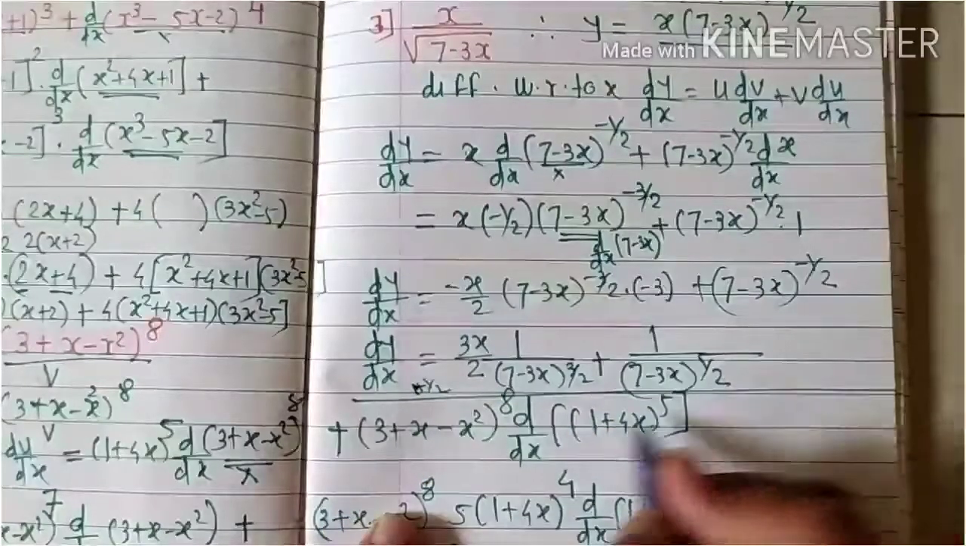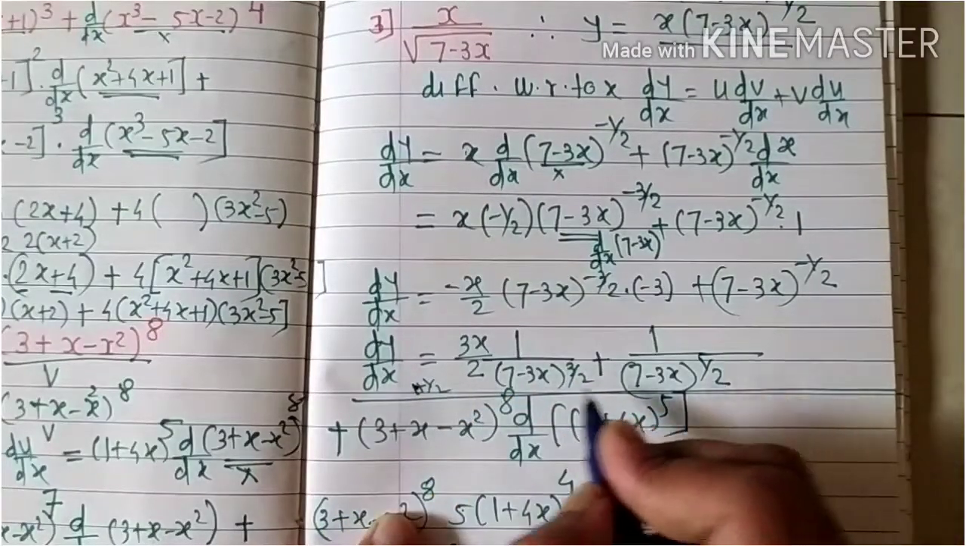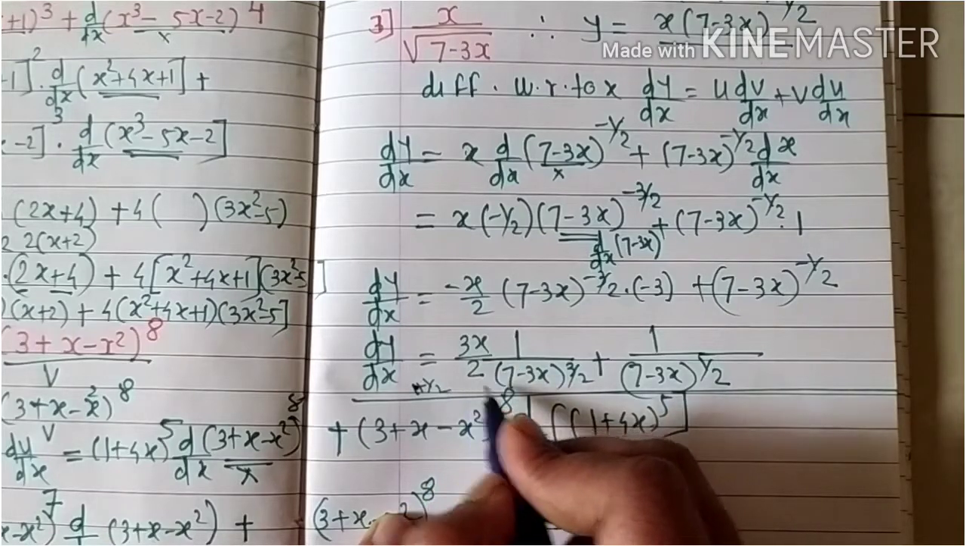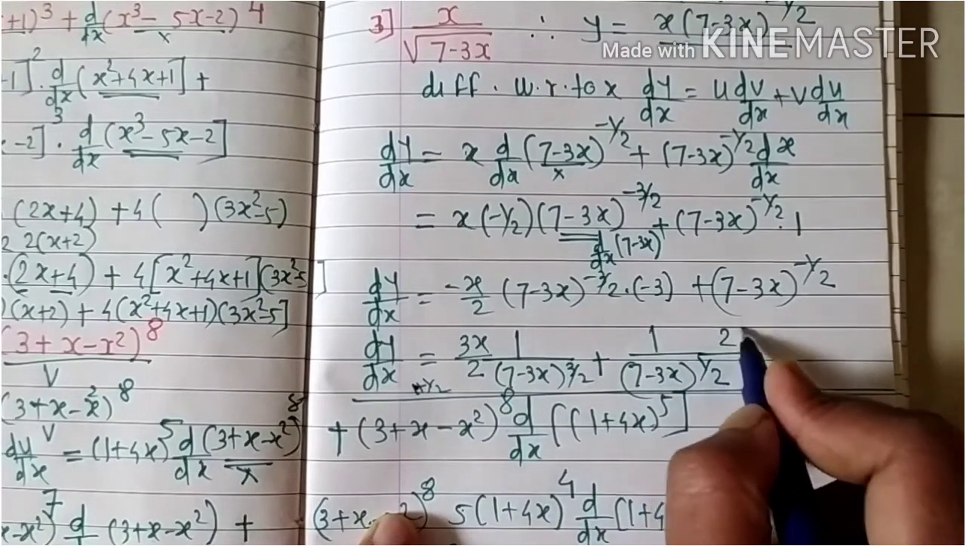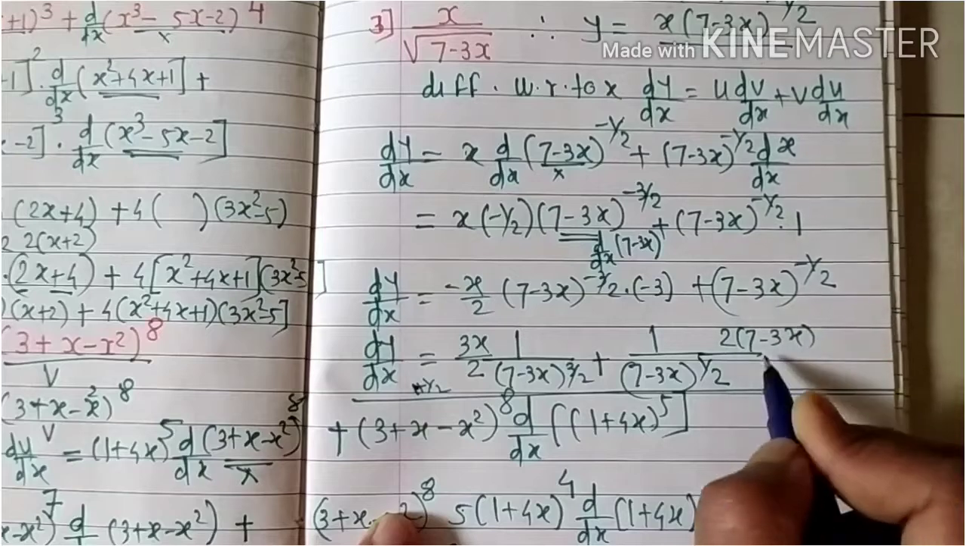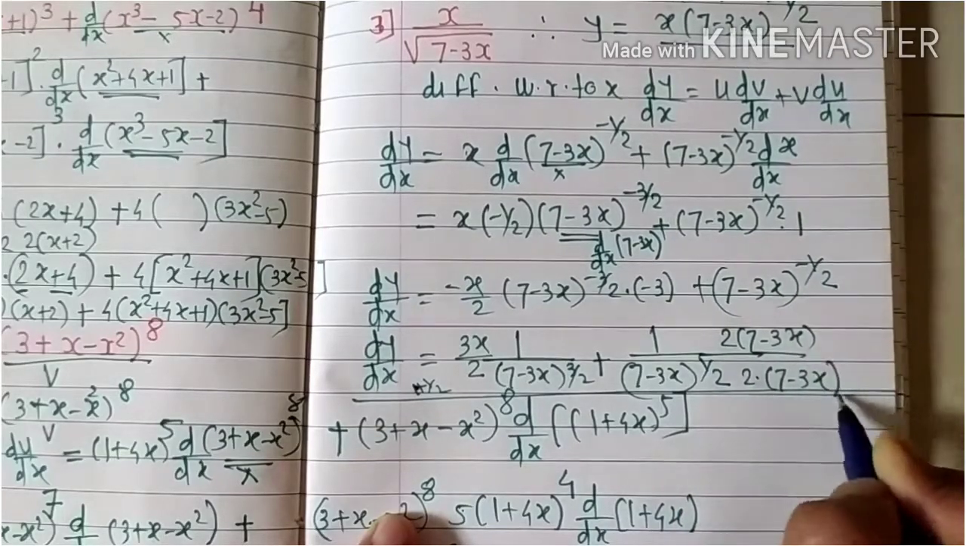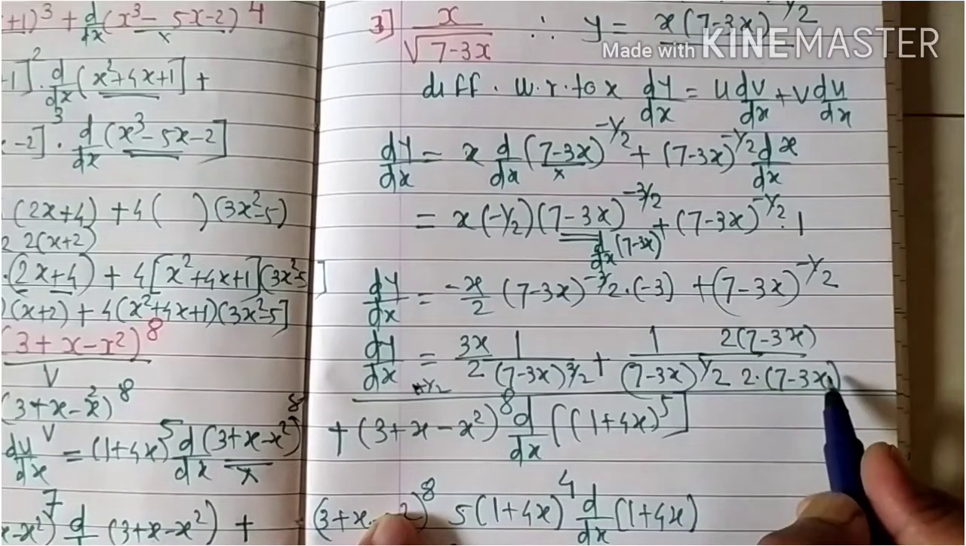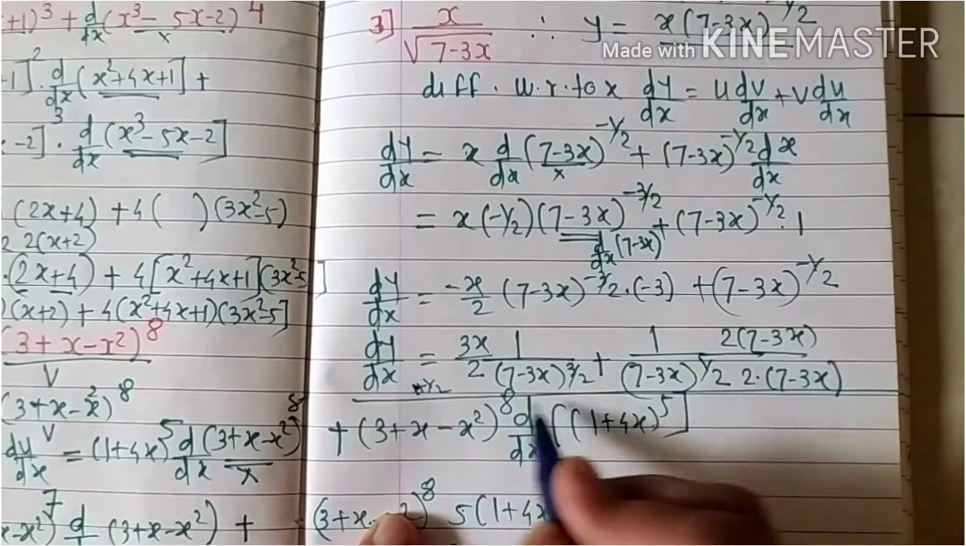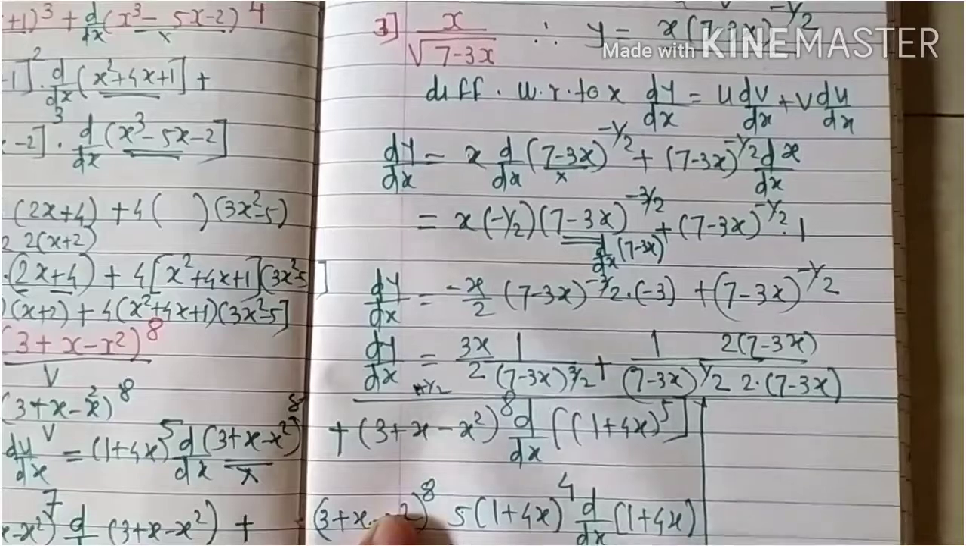Already 1 up power is there, then we have to multiply and divide 1 power, and also we want here 2, then we divide and multiply 2 times 7 minus 3x, here also 2 times 7 minus 3x. Then when we multiply, then 1 half power and 1 power raised to 3 by 2, that is the denominator is the same thing, okay.